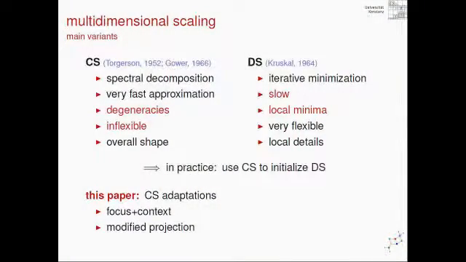What I'm going to do in this paper, what I'm trying to show, is that we propose two adaptations that address the inflexibility and the degeneracies of classical scaling. Because it can be approximated so fast, we can apply this to very large graphs. But if we look at very large graphs, we still want them to look decent. So we show that there are ways to modify classical scaling in such a way that we can control the output a little better than maybe if we apply it in the standard way.